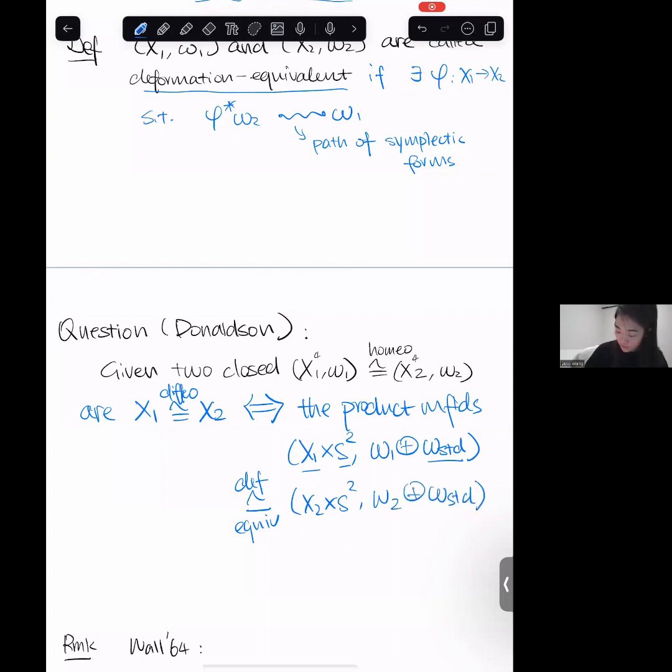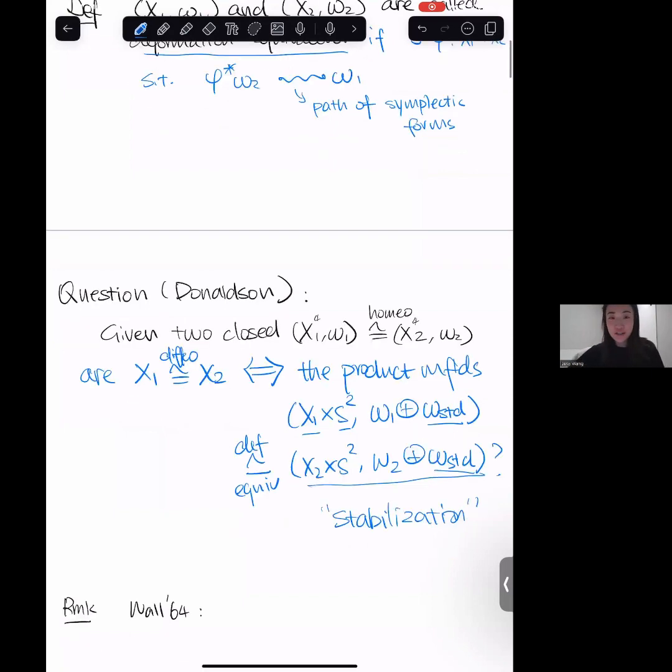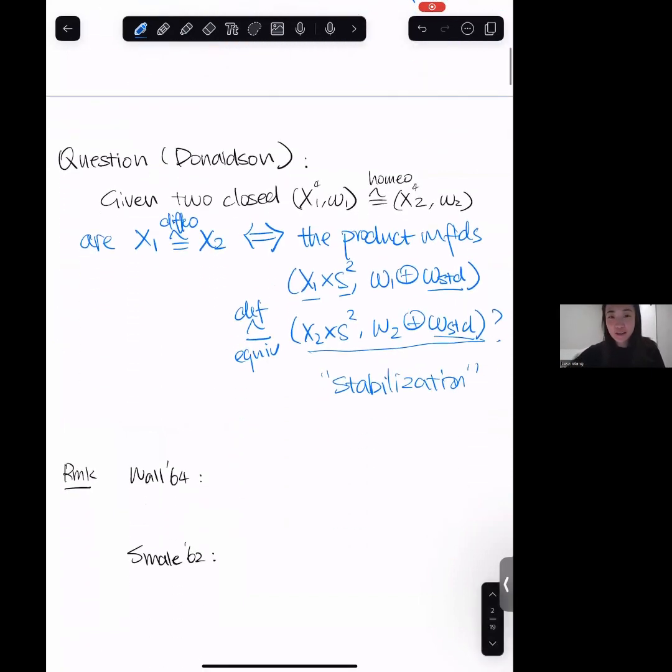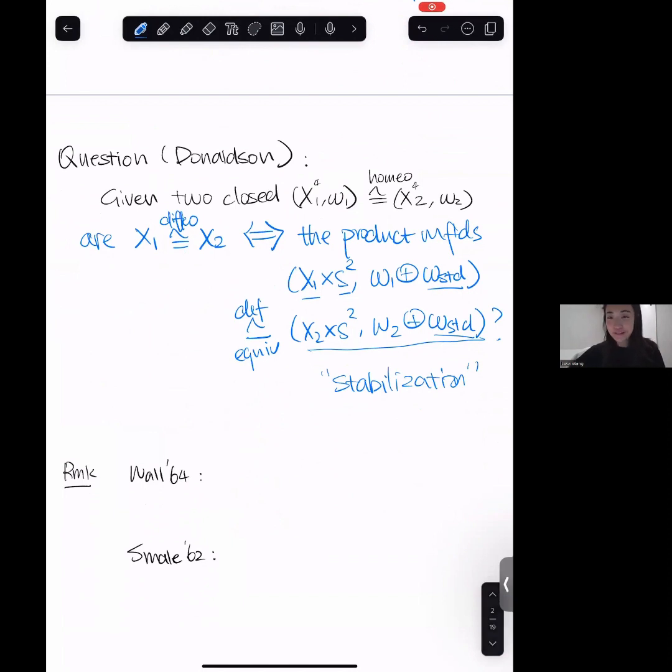So we call this process of taking the product with S2 and taking the product symplectic form with the standard symplectic form on S2 stabilization, at least in this talk. This is, I guess, in contrast with the smooth stabilization, which is kind of just something with S2 cross S2.